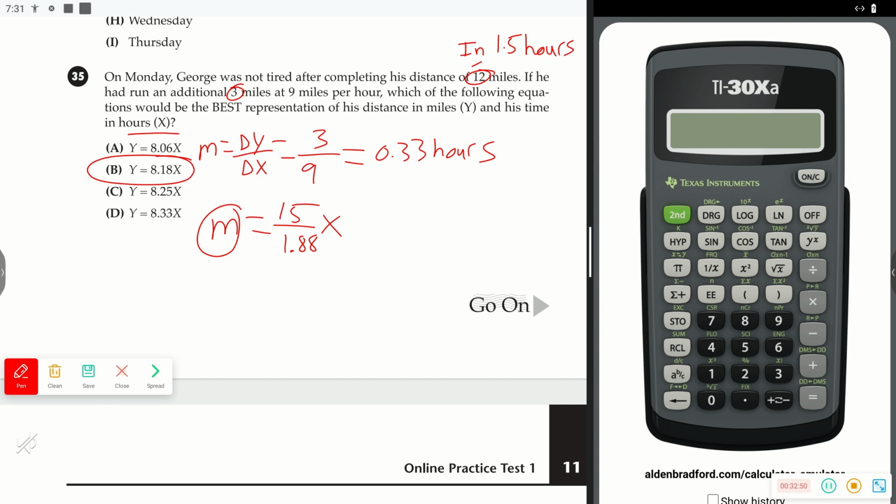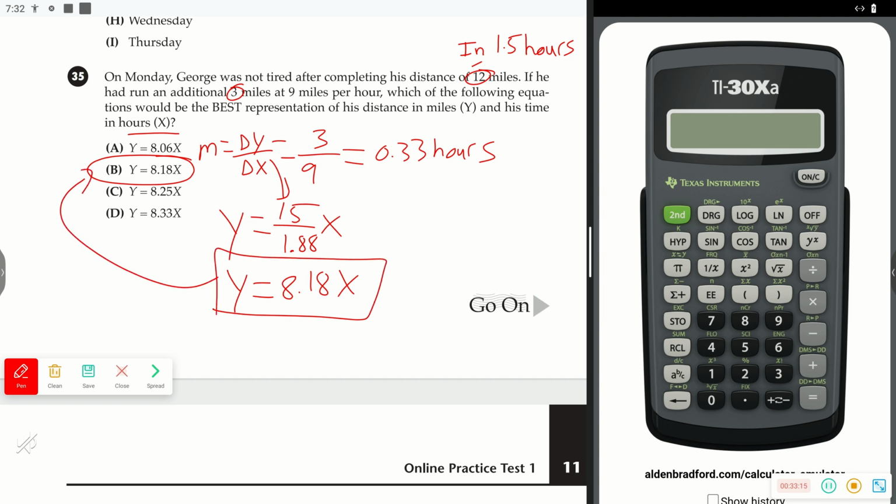Wait, why am I writing? Yeah, this is the slope. So no, our final equation, this is the slope, which we plugged in here. This is going to be y equals 15 divided by 1.88x. So then that's actually going to be y equals 8.18x, like that. Again, that question was a little bit weird, but that is how you do it.